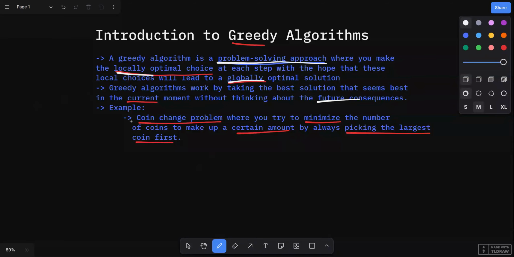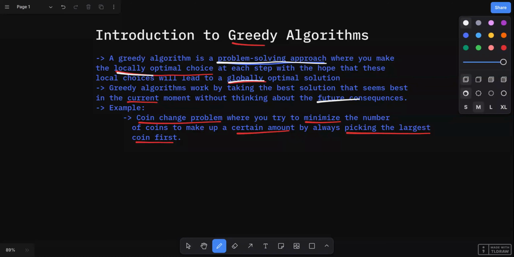An example of a greedy algorithm is what we call the coin change problem. This is when you try to minimize the number of coins that make up a certain amount that you want by always picking the largest coin first. Even think of it like you have a stack of notes and you want $1,000 from those notes. If a $20 bill was the largest denomination that you had, you start picking those 20s first so that you can achieve your final amount as fast as you can. That is an example of a greedy algorithm.